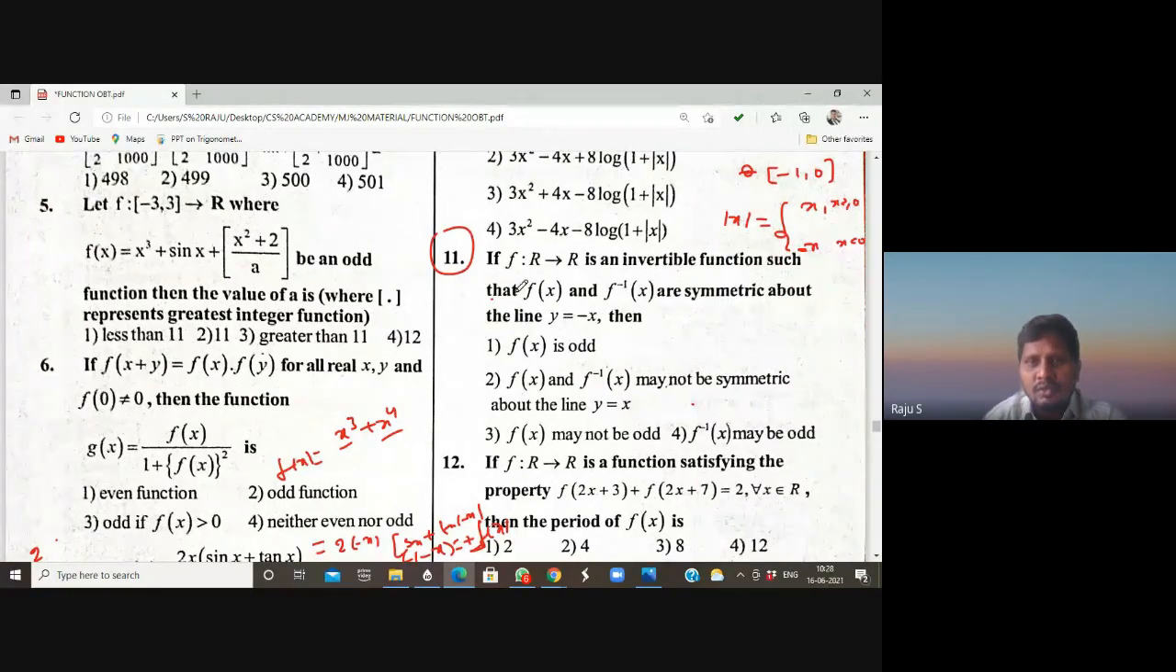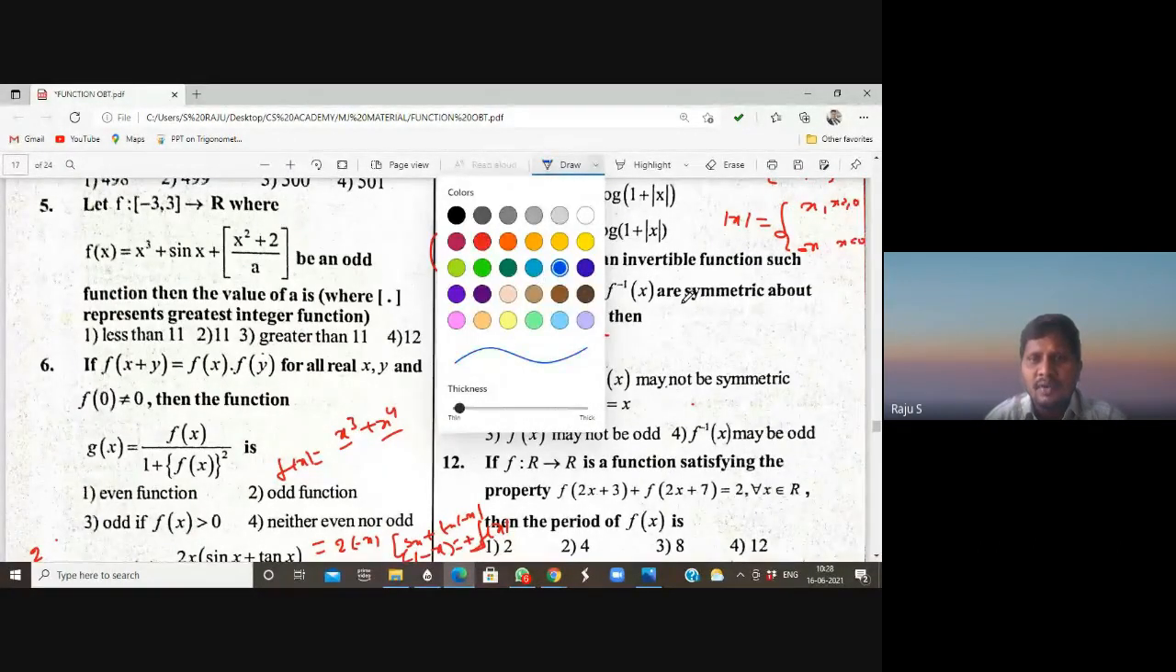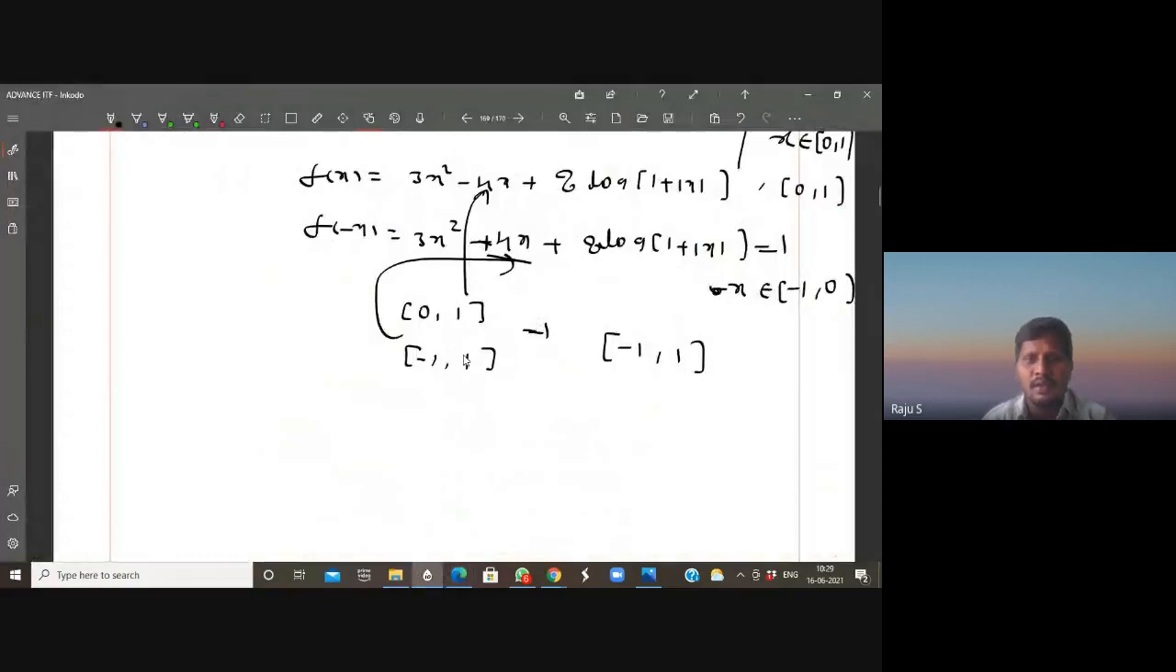This is symmetric about the line y is equal to minus x. So student here, they define the function from R to R, domain real number, codomain real number. The function should be invertible. When you take f inverse also, this is also defined from R to R only, such that f of x and f inverse of x are symmetric about the line. Can you draw the line y is equal to minus x? Yes, this is the line y is equal to minus x. Am I right?